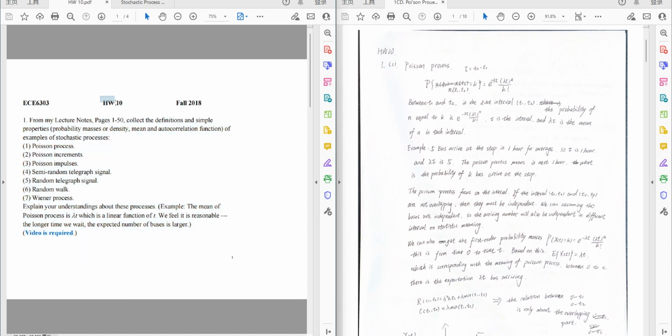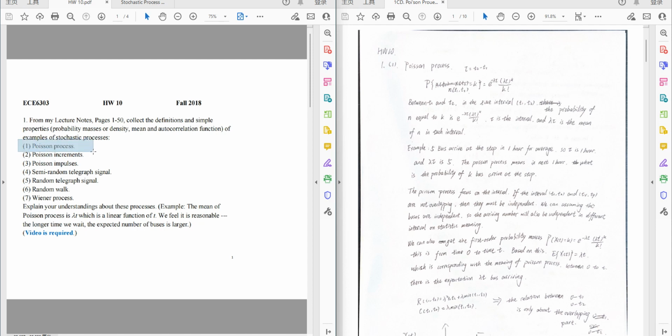This presentation is for homework 10 and question 1. In this question, we need to explain my understanding about these processes, the 7. Okay, now let's focus on the first one and go one by one.